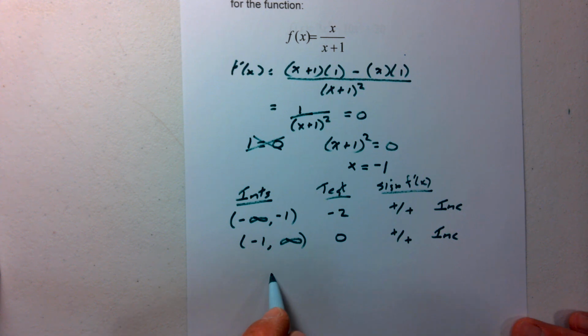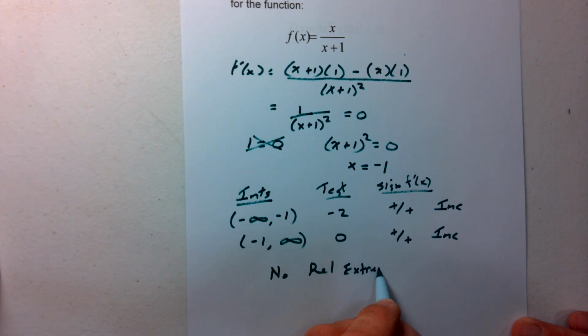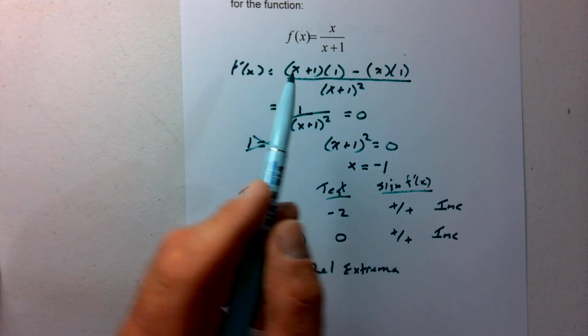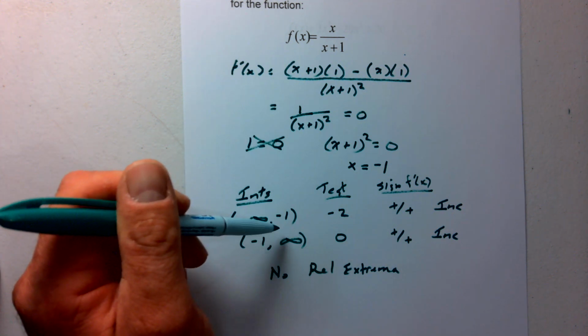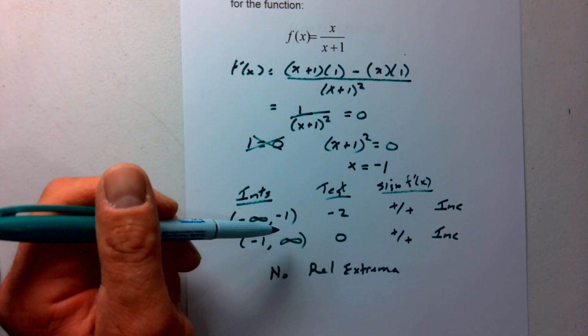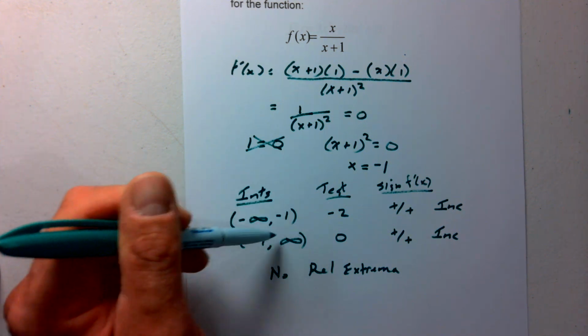So I know there is no relative extrema. No relative extrema for this function. And again, as we get into curve sketching, we're going to look at this problem again. We're going to talk about, well, why didn't that have a relative extrema? What's happening at x equals negative 1? That was the only value that could happen, right? Because that's what our interval broke at.